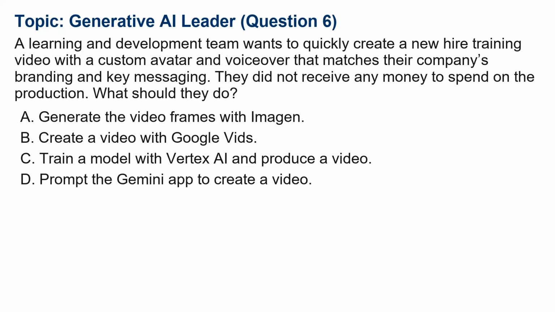A learning and development team wants to quickly create a new hire training video with a custom avatar and voiceover that matches their company's branding and key messaging. They did not receive any money to spend on the production. What should they do? A. Generate the video frames with Imagen. B. Create a video with Google Vids. C. Train a model with Vertex AI and produce a video. D. Prompt the Gemini app to create a video.